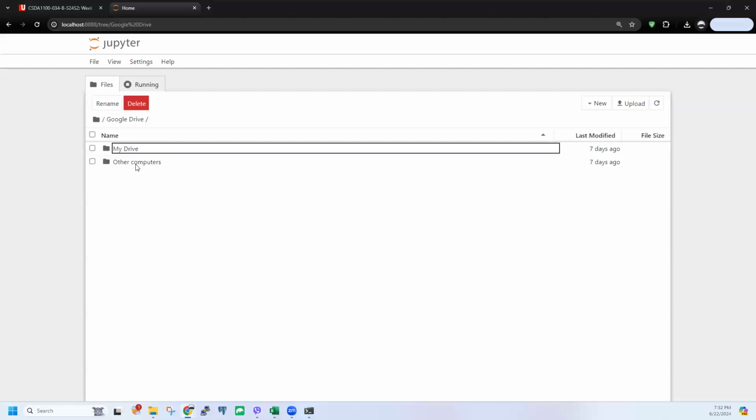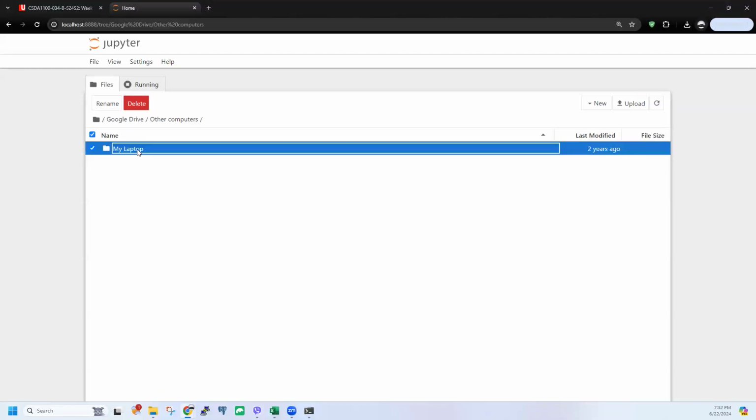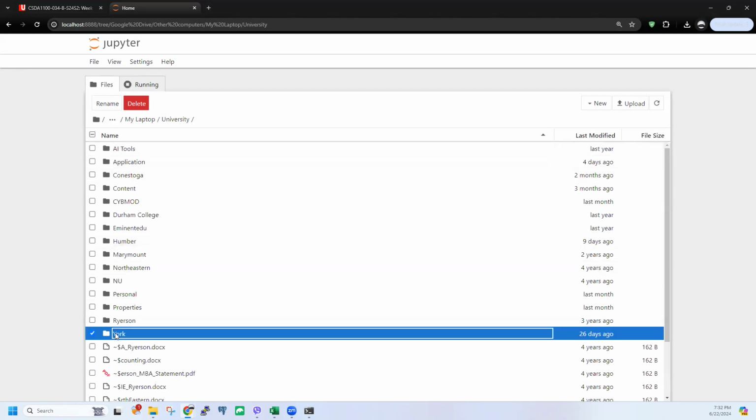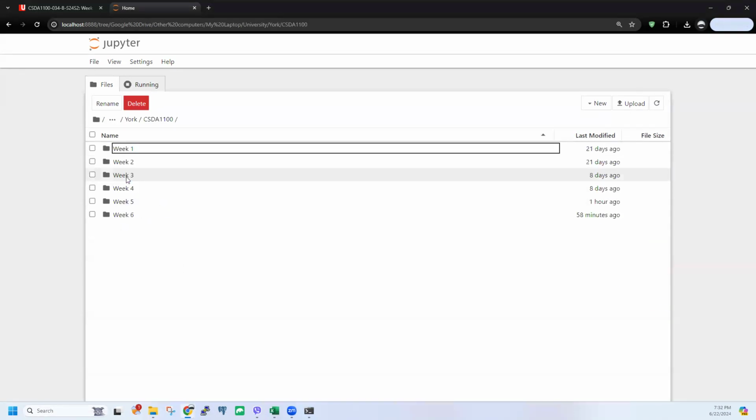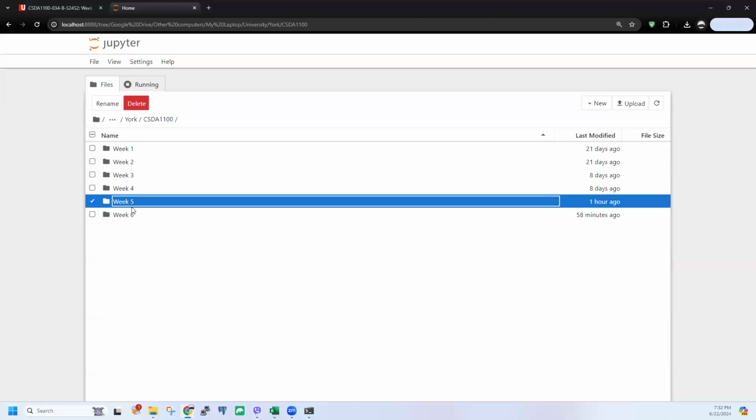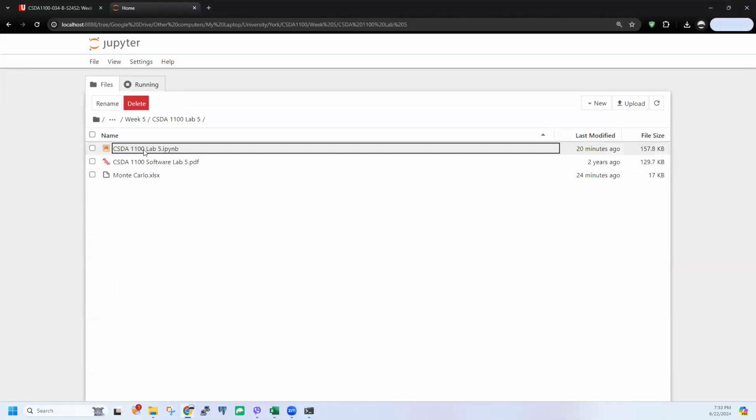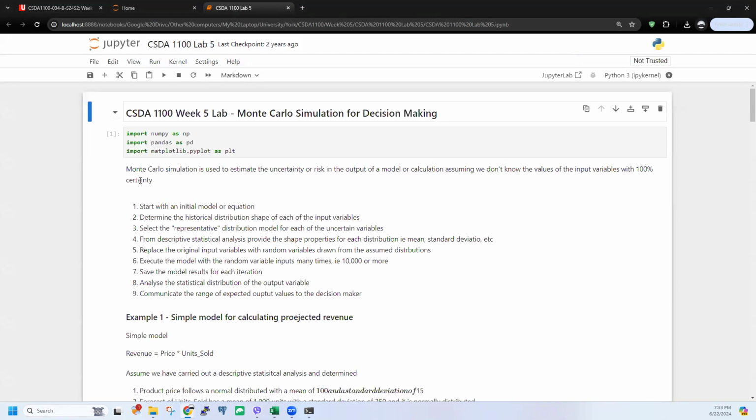Okay, Google Drive, I have it mapped, computers, laptop, and York University. And I think this is week 5, so go to lab, whatever your folder is. Let's see if this runs. Okay, so same thing. Whatever I was talking about earlier is what it is here.